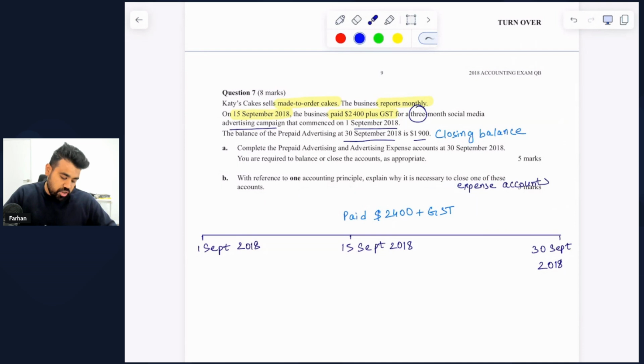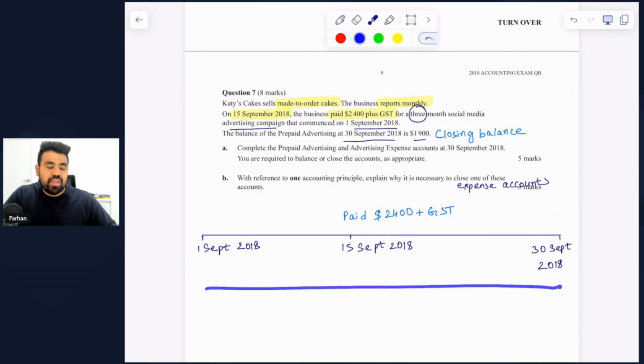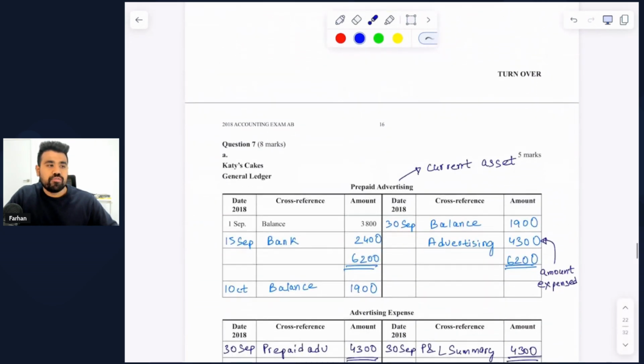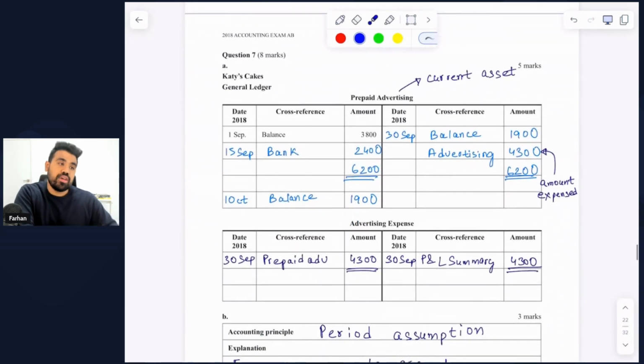So here you can see I've just drawn a timeline, and within that timeline, I'm highlighting 3 different time frames. 1st of September 2018, when the advertising campaign started. 15 September 2018, when the business paid $2,400 plus GST for a 3-month advertising campaign. And on 30 September 2018, when we had some closing balance for prepaid advertising of $1,900. Now, the outline has already been given to us for the ledger accounts, which I have already completed. So I'm going to explain each and every step that we have done.